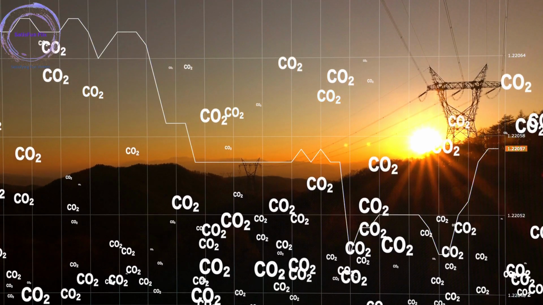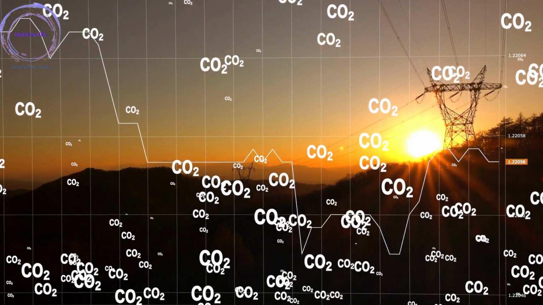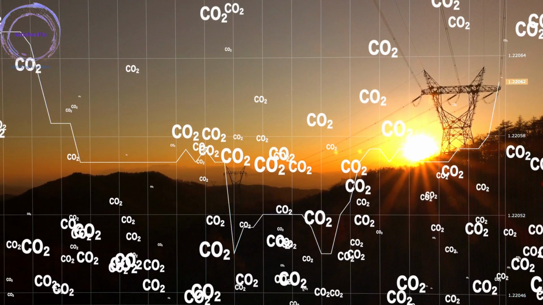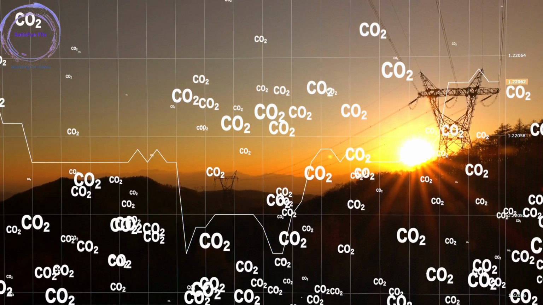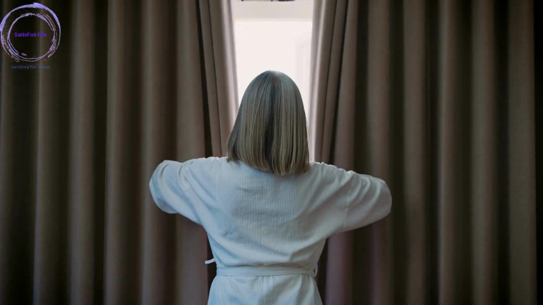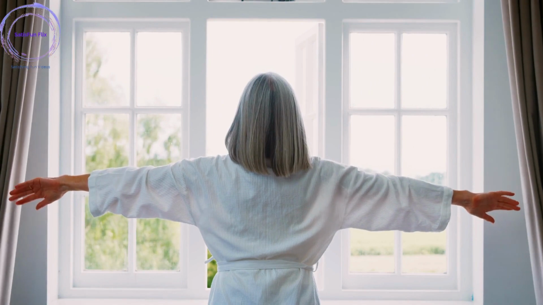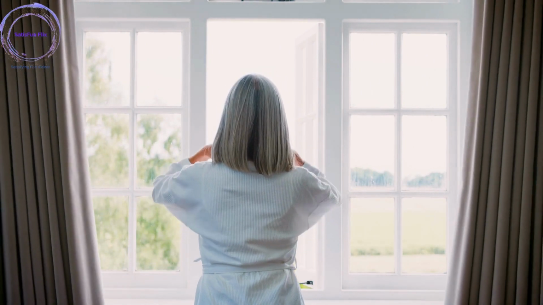Understanding the sources of air pollution, both indoors and outdoors, is crucial in taking appropriate action. By identifying potential pollutants such as dust, smoke, pet dander, or chemical fumes, you can target specific areas for improvement. Additionally, increasing ventilation by opening windows and doors allows fresh air to circulate and helps reduce indoor pollutants.